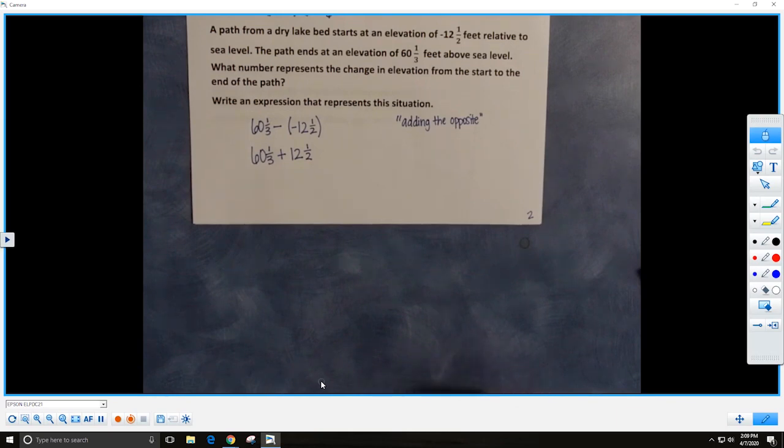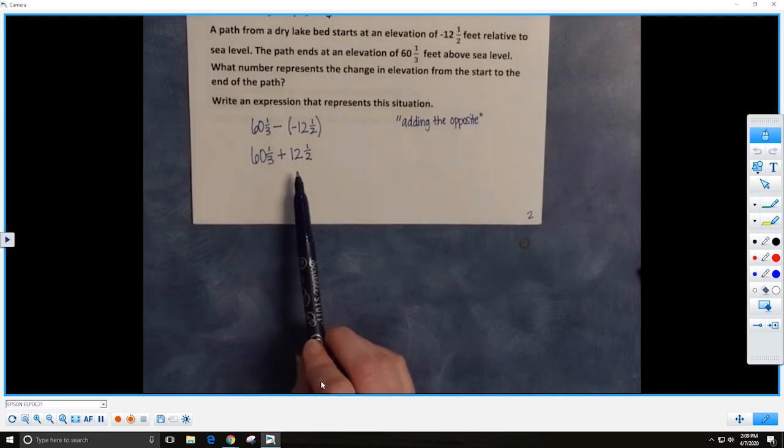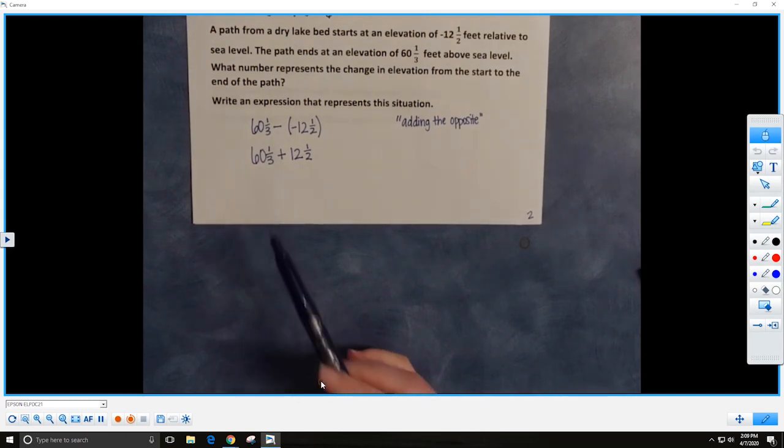You do have to find a common denominator here. If you've already switched to adding the opposite and you've already found your common denominator, finish your problem out. If you didn't have a chance to find a common denominator, please do that now.